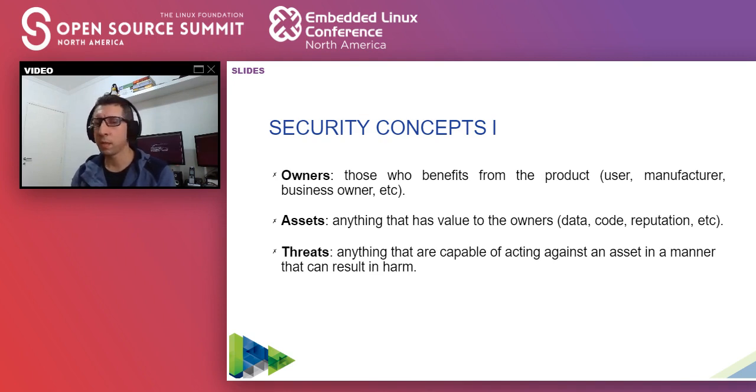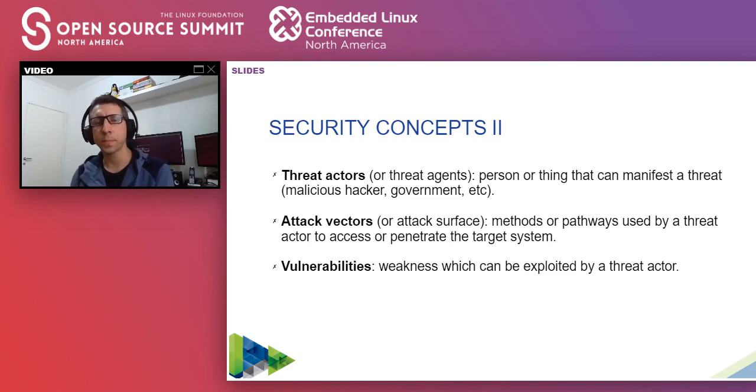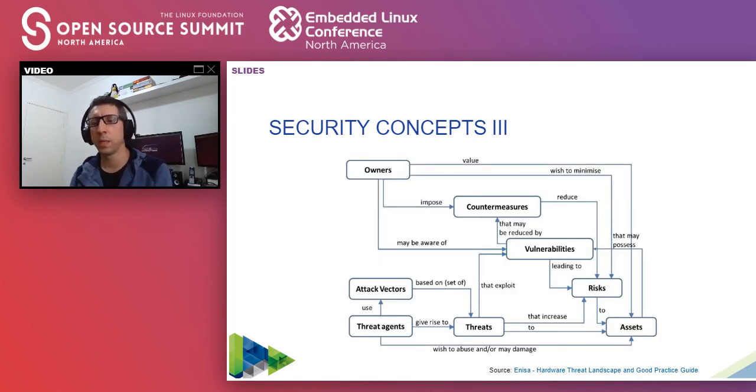We have threats. Anything that could act against an asset is a threat. And we have threat actors. Those are the ones that want to manifest a threat in our system. Could be a malicious hacker or, for example, the government. So a threat actor would try to exploit a vulnerability in the system. A vulnerability is a weakness of the system, exploited via an attack vector. For example, we have a device with an Ethernet port. The Ethernet port is an attack vector. A threat actor could try to exploit a vulnerability inside the device, for example, in the TCP/IP stack, to have access to one of our assets inside the device. So those are some of the basic concepts of security.